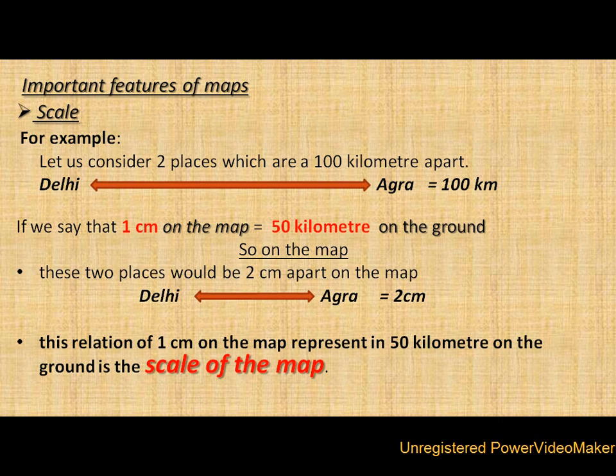So this relation of 1 centimeter on the map representing 50 kilometer on the ground is called the scale of the map. This way we are converting the real area to fit in the paper. The formula we are using, we can say, is the scale of the map.